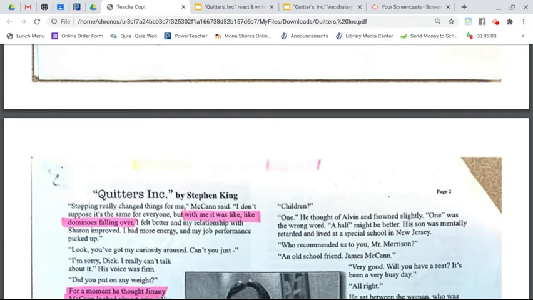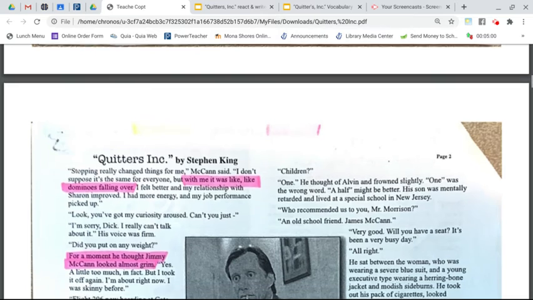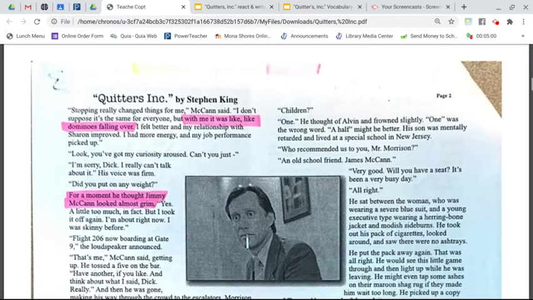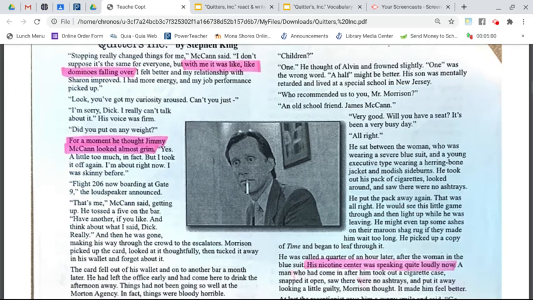Stopping really changed things for me, McCann said. I don't suppose it's the same for everyone, but with me, it was like dominoes falling over. I felt better. My relationship with Sharon improved. I had more energy, and my job performance picked up. Look, you've got my curiosity aroused. Can't you just? I'm sorry, Dick. I really can't talk about it. His voice was firm. Did you put on any weight? For a moment, he thought Jimmy McCann looked almost grim. Yes, a little too much, in fact. But I took it off again. I'm about right now. I was skinny before.